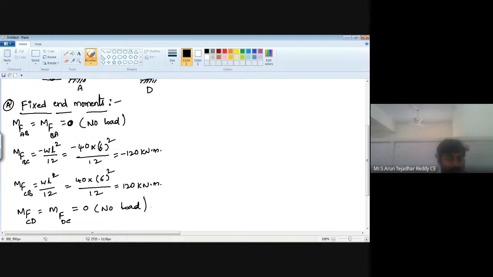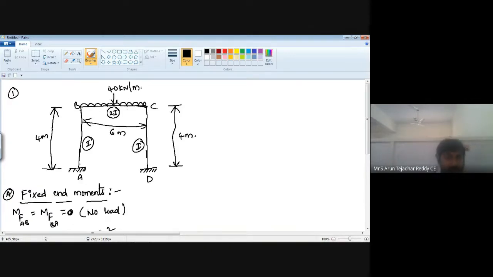So here the given load for the BC span is 40 kilonewton per meter. So MFBC is minus 40 into the given span of BC, which is 6, so 6 square by 12. Then it is minus 120 kilonewton meter. Where MFCB is WL square by 12, that is 40 into 6 square by 12, which is equal to 120 kilonewton meter.